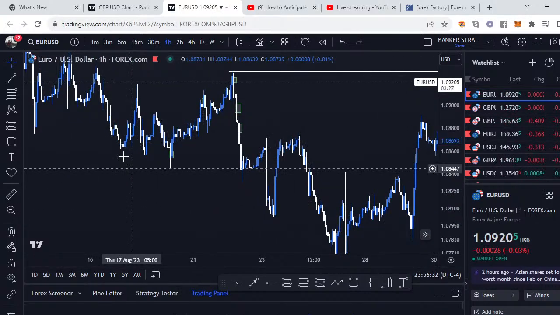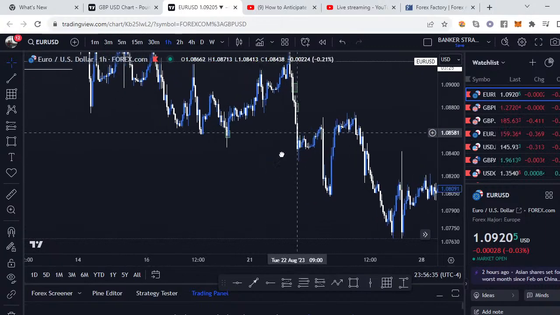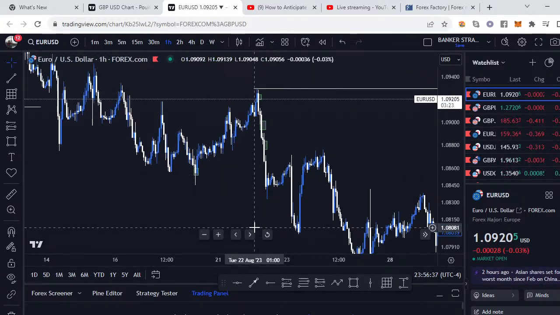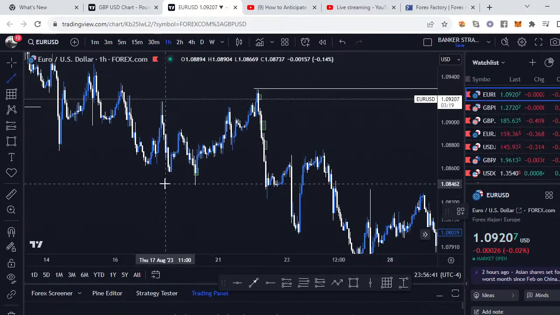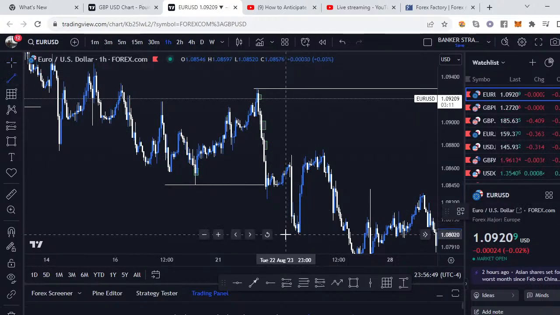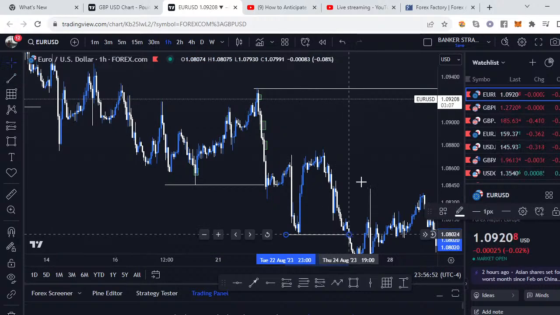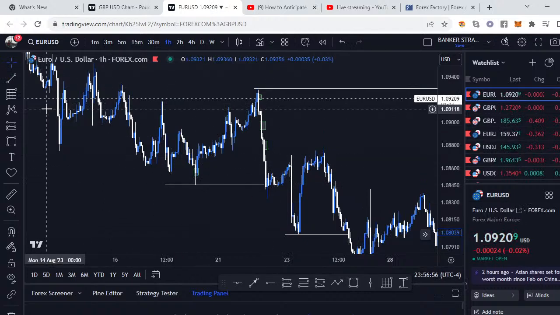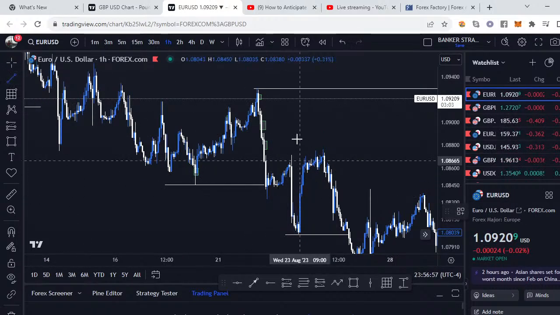Liquidity points are everywhere, right? They're everywhere. It's a high, you know what I'm saying? It's a low. At one point, this was liquidity. It was taken. Then this was liquidity. This has been taken. There's liquidity here.